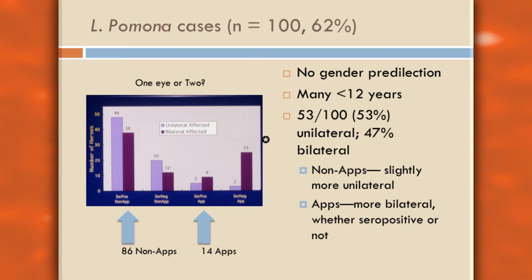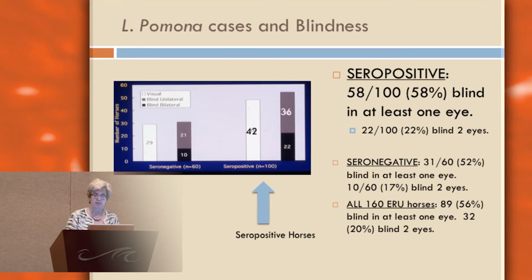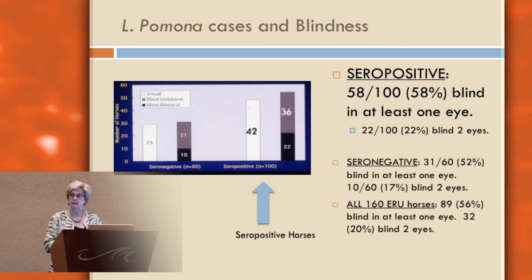The non-Appaloosas, I had a little bit more unilateral disease. And the Appaloosas, like I say, I think they're genetically programmed to do this, so it's not surprising that they had more bilateral cases. How many of them went blind? Well, of my seropositive buckets, 60%, 58%, nearly 60% were blind in at least one eye, observing them over an 11-year period. And some of these were old chronic cases, and some of these were hot cases that I followed along. We had a little better vision in the ones that were seronegative, but not much.